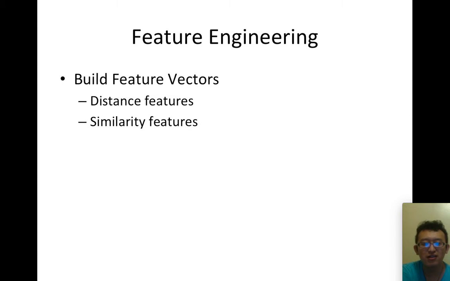Okay, for feature engineering, first we build feature vectors for each device cookie pair. After we have the feature vectors, we calculate the distance features and similarity features. But the important thing is how to build this feature vector. I will talk about it later. And another idea that gives us a very good improvement is the TF-IDF features.